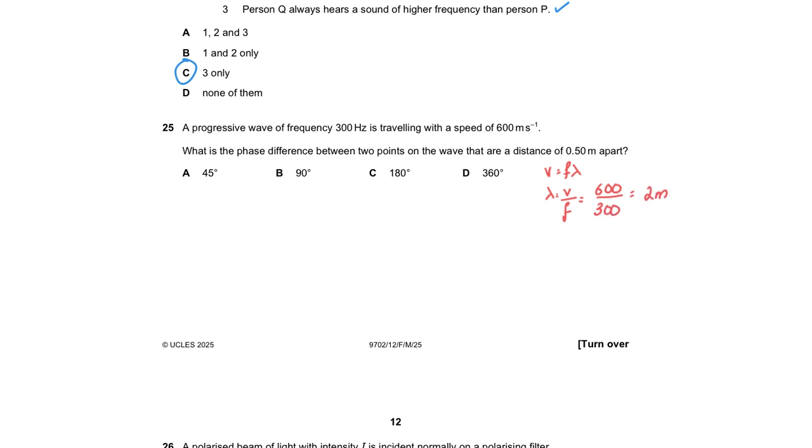Now, one wavelength, which is 2 meters, represents 2 points that have a phase difference of 360 degrees. So if 2 points are one wavelength apart, that simply means that they have a phase difference of 360 degrees. So what will be the phase difference for 2 points that are 0.5 meters apart? Using simple ratios gives us the answer for x as 90 degrees, B.